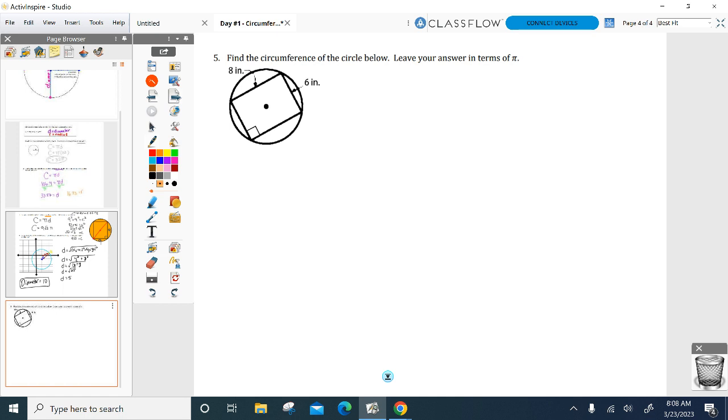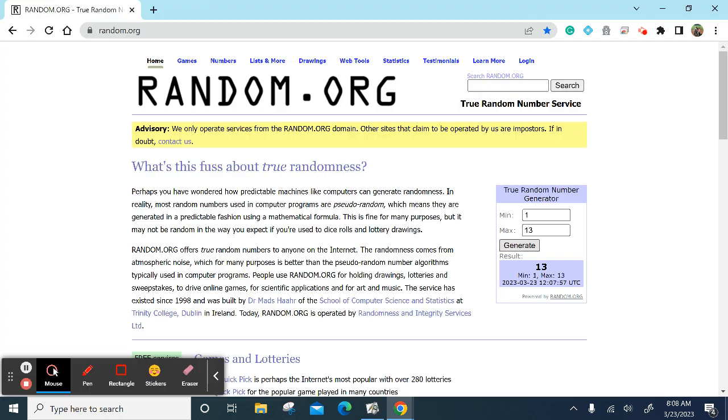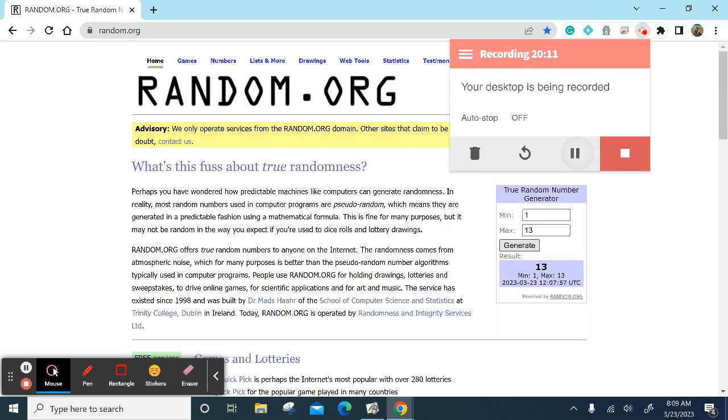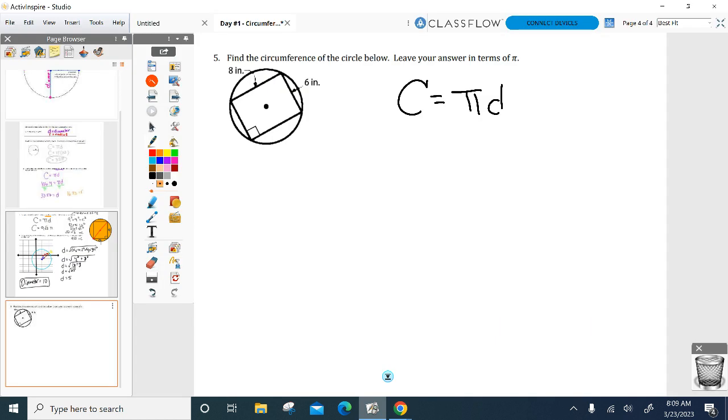So find the circumference, leave your answer in terms of pi. That's a rectangle, everyone. Leave pi in your answer. Leave your answer in terms of pi. We talked in the square problem, the best diameter to draw in is the diagonal of the figure, which is right here. So 6, 6, 8, 8.